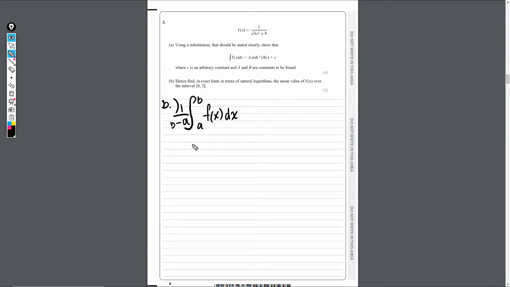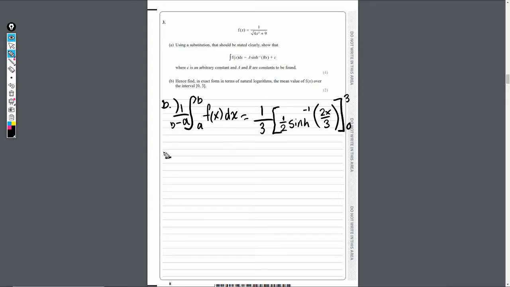So, if I do that now, what will that give me? My b here is going to be 3, that's the upper limit of the interval, and your a is your lower limit. So it's going to be 1 over 3 minus 0, so 1 over 3. In here now, we've got f of x, which we've expressed in this form, the very last line that I just wrote. So it's a third of a half hyperbolic sine inverse of 2x over 3, between the limits 3 to 0.